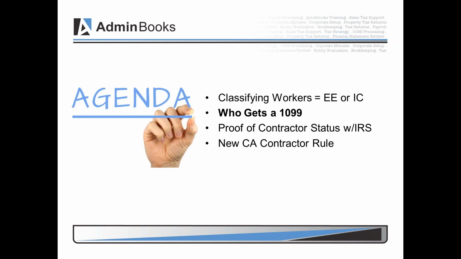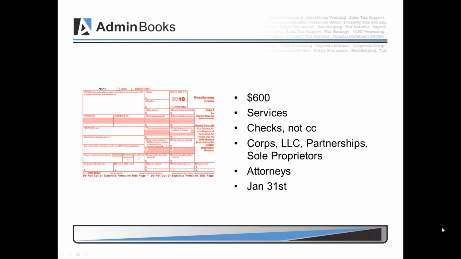All right, so the next thing I want to talk about is who gets a 1099. So here are the general rules. If you pay a vendor $600 or more in a calendar year, you need to give them a 1099. Now, the money that you pay them needs to be for services. It is not for materials or products, anything tangible. It is strictly services. And it is when you pay them a check or cash.